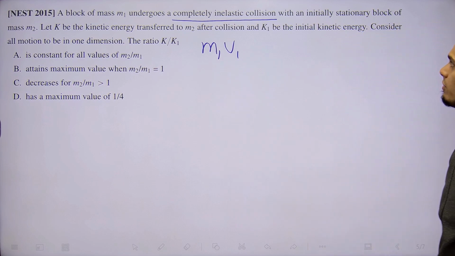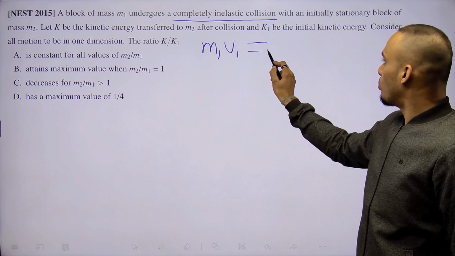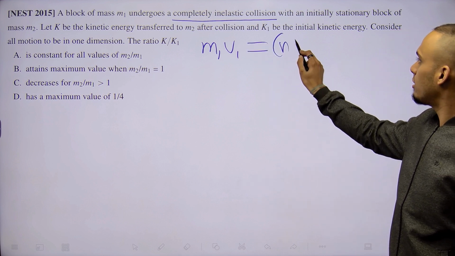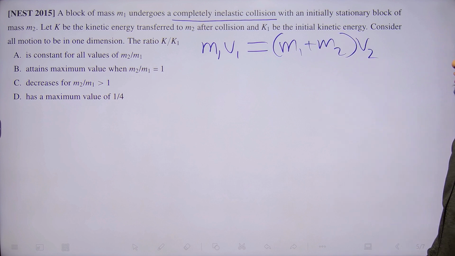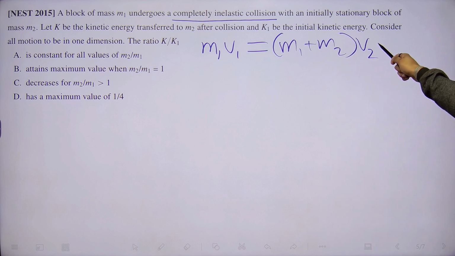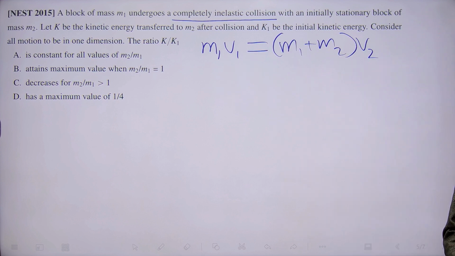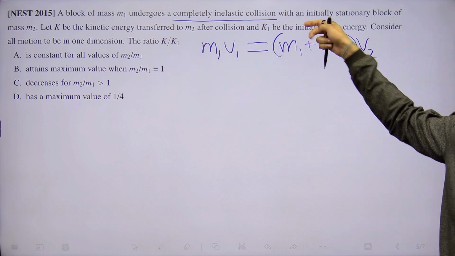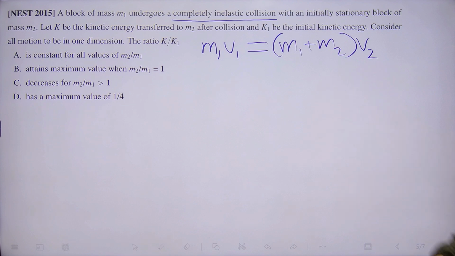Now since this is a perfectly inelastic collision, we can conserve momentum. The initial momentum is simply m1 into v1, that is the first block moving with initial speed, and since both blocks stick together and move after collision, the final momentum will be (m1 plus m2) into v2. From here we can write the final velocity of both the blocks as m1 v1 upon m1 plus m2. Now the kinetic energy transferred to the second block will simply be the kinetic energy of the second block with this final velocity.